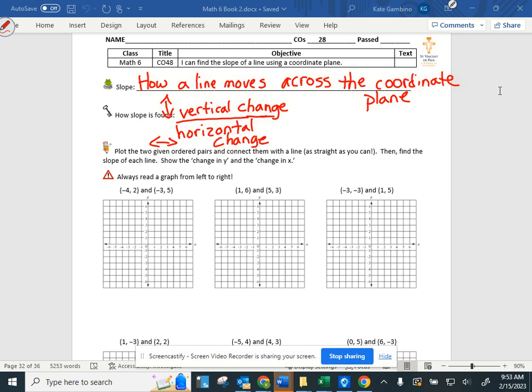There's another way to word that. We know that vertical is going up and down. What axis is that? The X or the Y? The Y. The Y goes up and down. So we can say that it's the change in Y over that horizontal going across, which is the change in X.